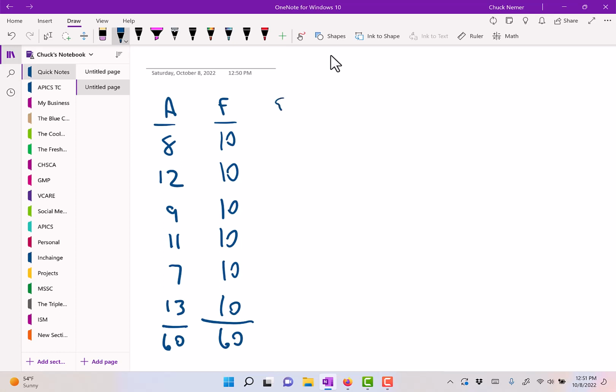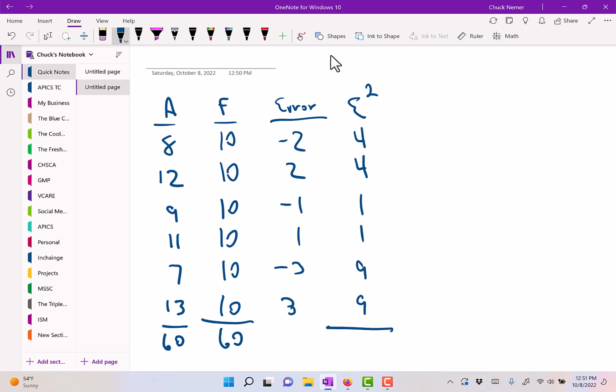But the formula says sum up the errors for each period. So let's do the error first: -2 and 2, -1 and 1, -3 and 3. And it says take the errors for each period and square them. I'm just going to call it E squared: 4, 4, 1, 1, 9, and 9. And then it says sum them all up. So 4 and 4 is 8, and 9 and 10, 10 and 9 is 19, 28. Then take 28 and divide it by the number of forecasting periods, which is 1, 2, 3, 4, 5, 6.